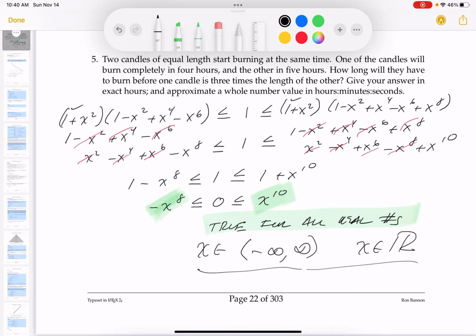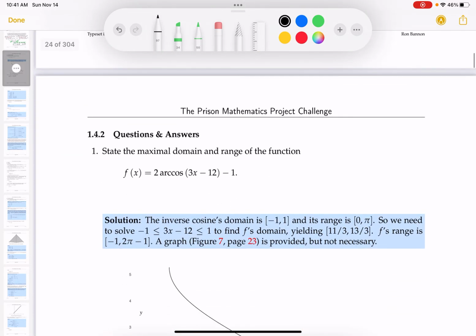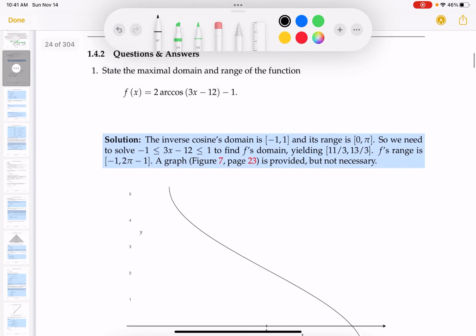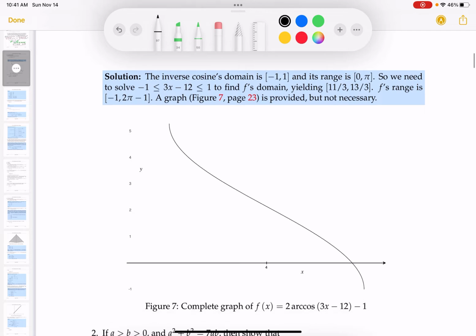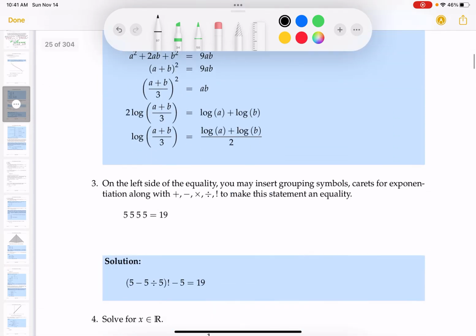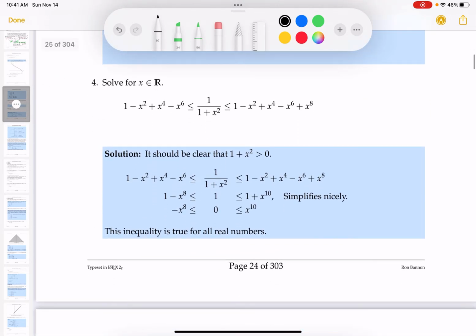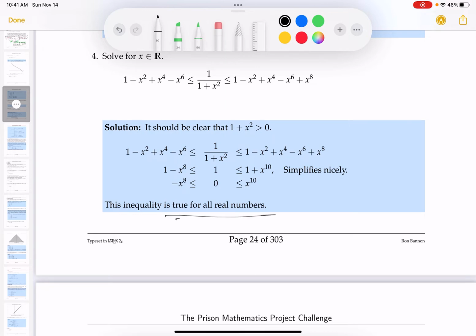All right, let's look at the key. Again, we're just kind of working through this over here. By the way, 1, they give you some additional information, but no, they're not asking for that. 2, I did not do yet. 3, I did not do yet. I just did 4, and it says it's true for all real numbers.